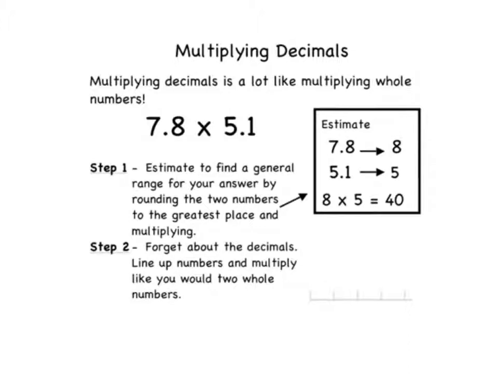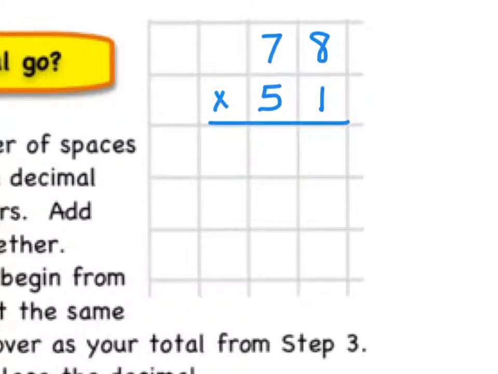So for step 2, we're going to forget about the decimals, and we're going to line the numbers up and multiply like we would two whole numbers. Here you can see I have removed the decimals, but I only did that to be able to show you that I was lining them up as if I had no decimal. I'm going to put the decimals back in because I definitely don't want to forget them once I get to the end of this problem.